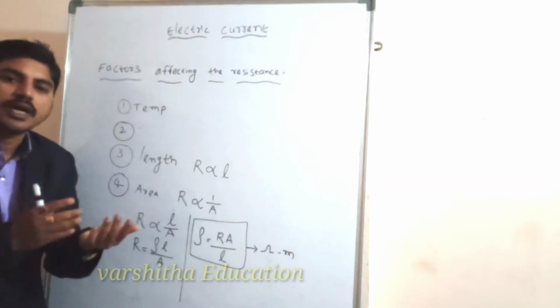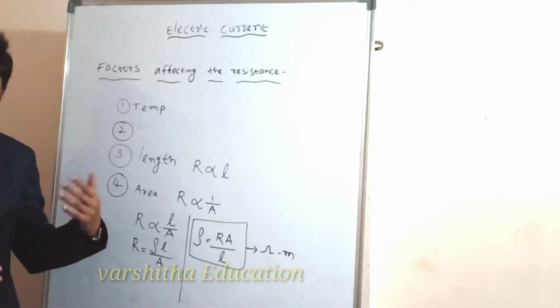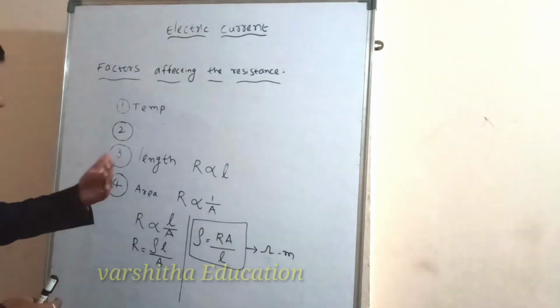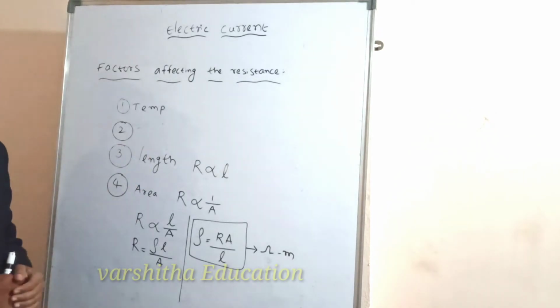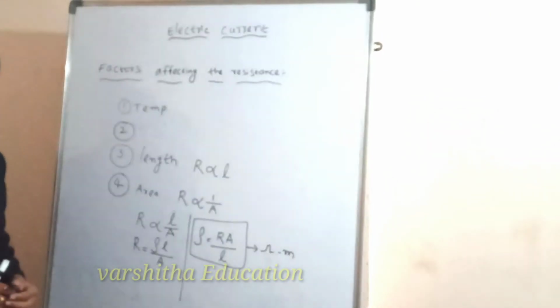So both resistivity and conductivity are present. And depending on this resistivity and conductivity, for example, the temperature as well as the resistivity, everything also depends on the material. So these are the factors affecting the resistance.